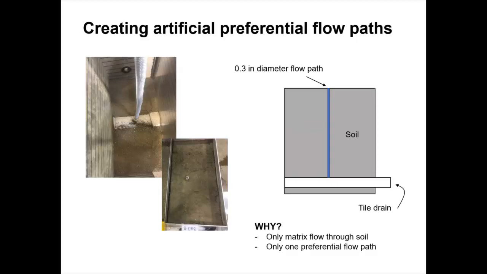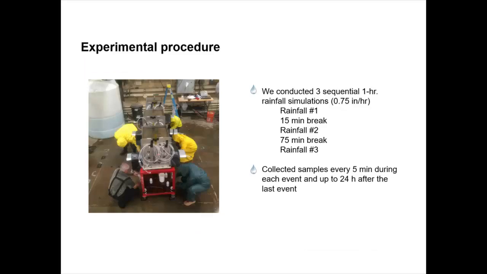The reason we do that is because when we pack the soil, we know that it's only matrix flow through the soil, and we know that there's only one preferential flow pathway. So it really limits the amount of uncertainty we have in understanding these processes. And I should say our wormholes were 0.3 inches in diameter. We chose that just because of the size of the dowel rods we could find to make our wormholes.